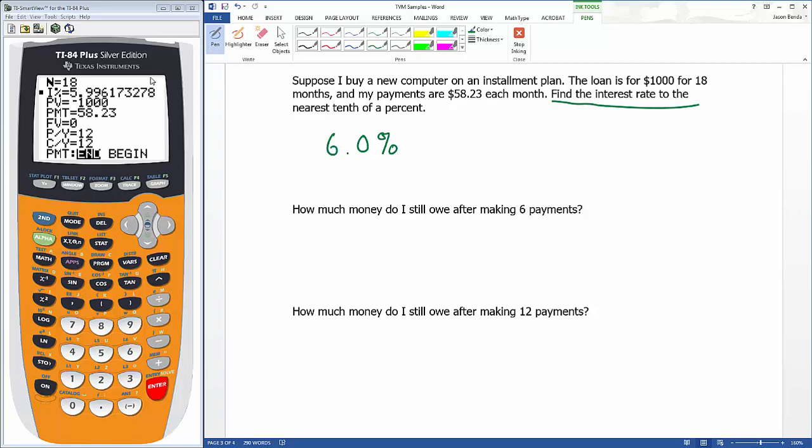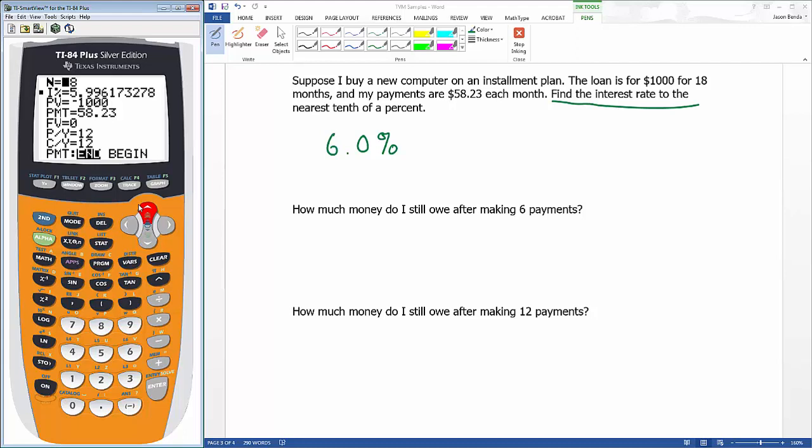Now, how much money do I still owe after making 6 payments? Why would I want to know this question? Well, suppose I have more money. Or suppose somebody else gives me money and says, hey, let me pay off your loan. If you want to pay the loan off early, you need to know how much you still owe on it. So I'm assuming here that I'm not going to face any penalties for paying off the loan early. I just want to know, what am I going to pay? So how much money do I still owe after making 6 payments?